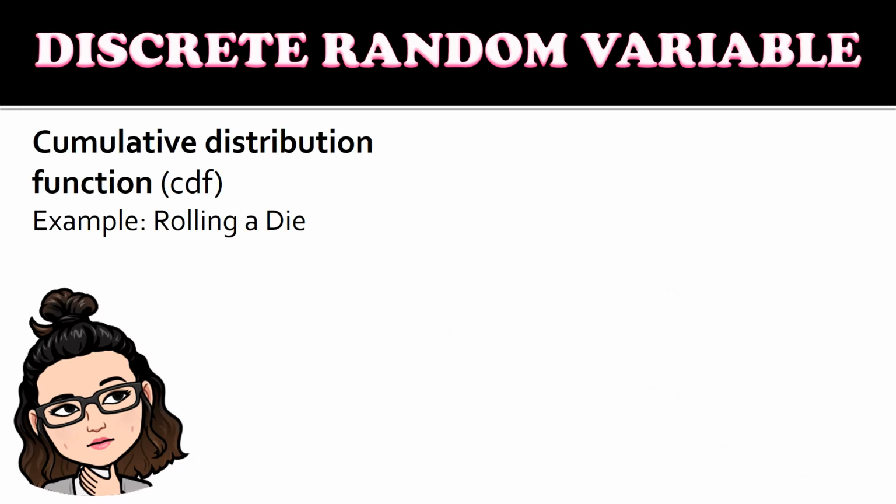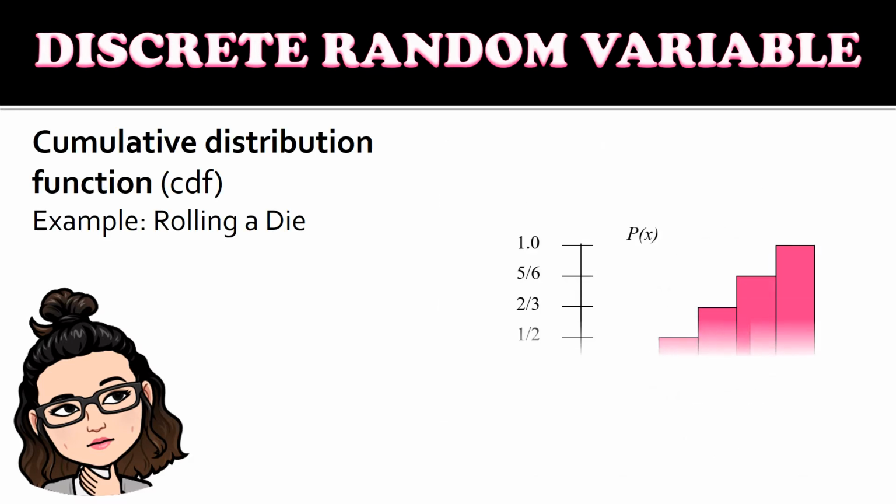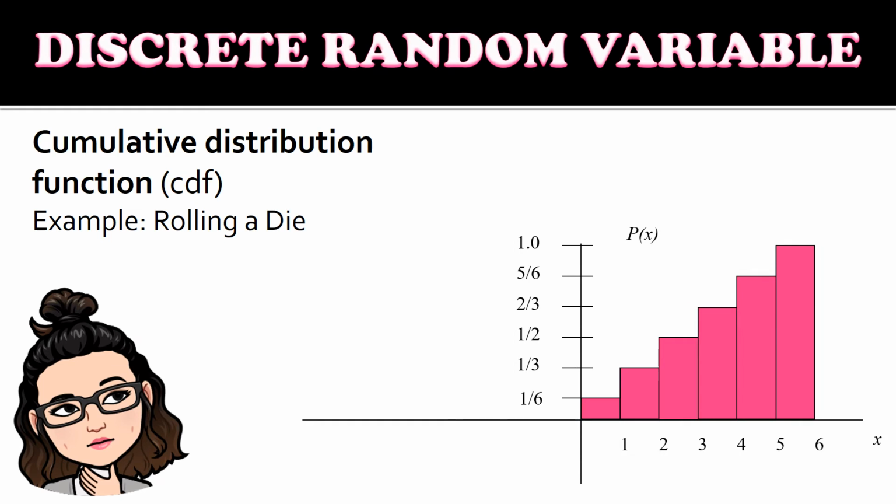To illustrate in a graph, from the previous graph of the probability distribution function, all the heights of the graph are the same. But here, we have the cumulative distribution function. So we start with 1, which is 1/6. Then the probability of less than or equal to 2 is 2/6 or 1/3, and so on. That's why the graph looks like this.